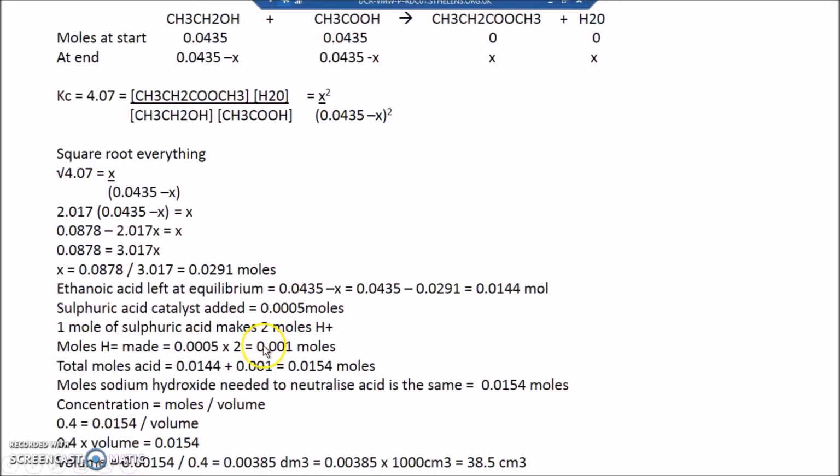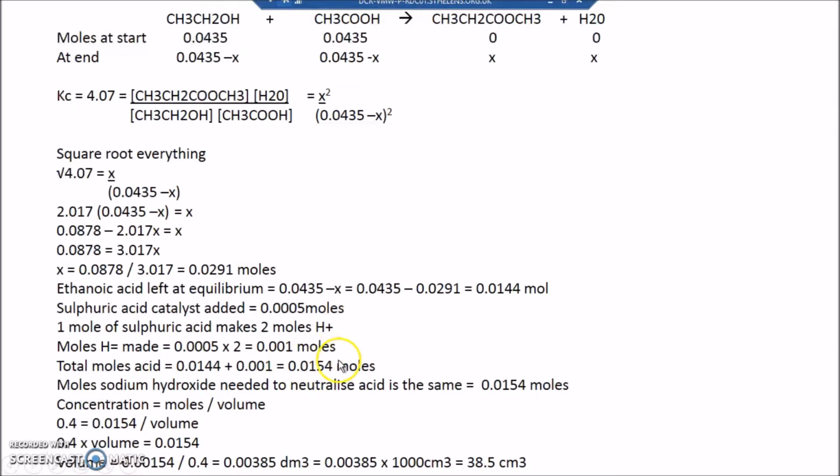0.0005 times 2 is 0.001. Now, I've got that amount of sulfuric acid, 0.001, and I've got 0.0291 moles, 0.0144 moles of ethanoic acid. If I add the two together, I will find out that I've got 0.0154 moles of acid altogether from the sulfuric acid and from the ethanoic acid at equilibrium.